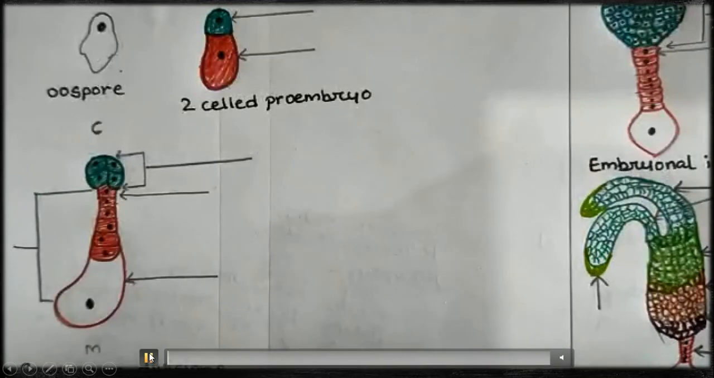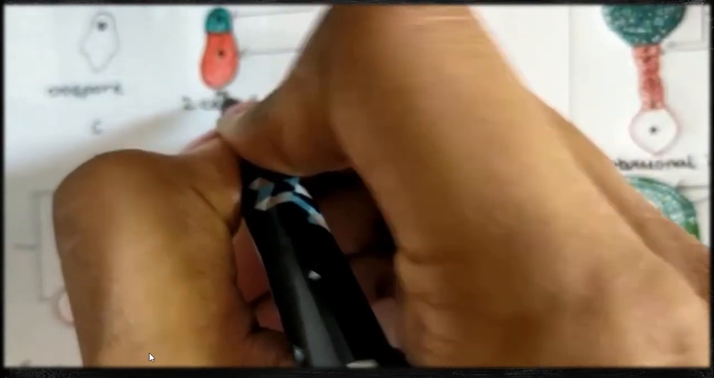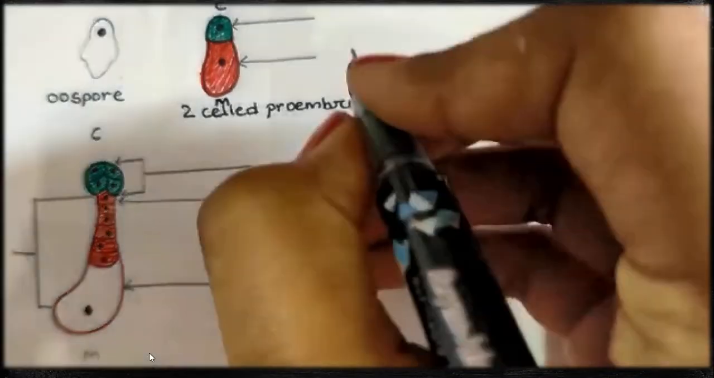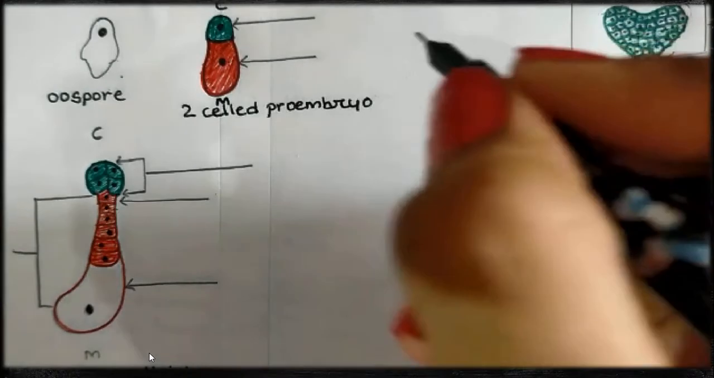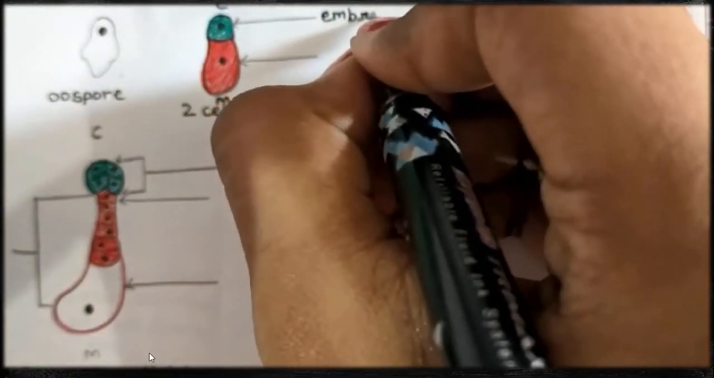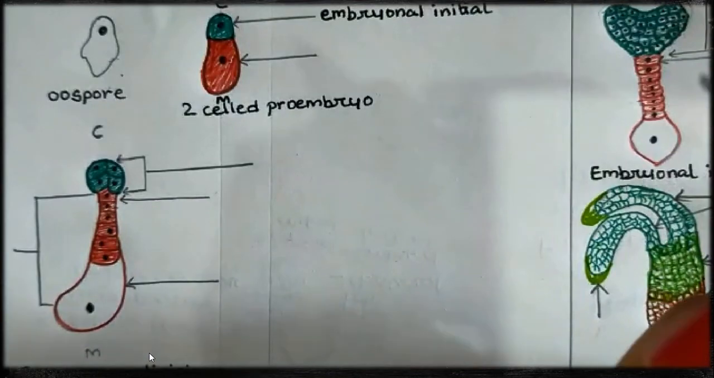development of the embryo. So the oospore divides once transversely to give rise to two cells. One is the larger cell and the other one is a smaller cell. The smaller cell is towards the callosal end and the larger cell is towards the micropylar end. The smaller cell is known as the embryonal initial cell, whereas the larger cell is known as the suspensor initial cell.